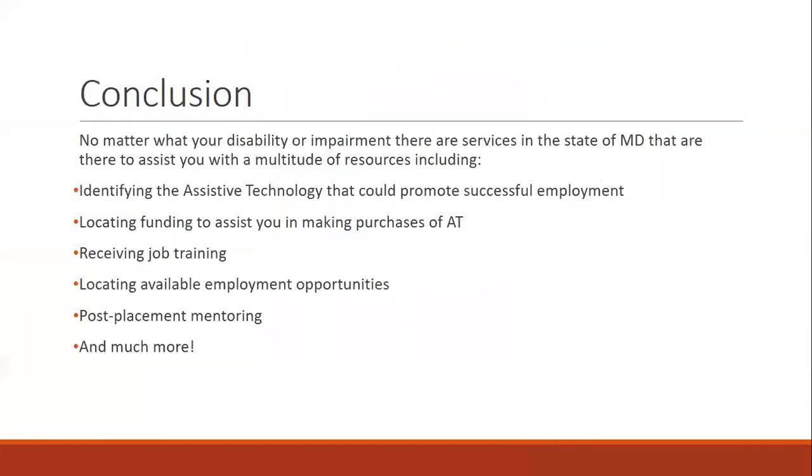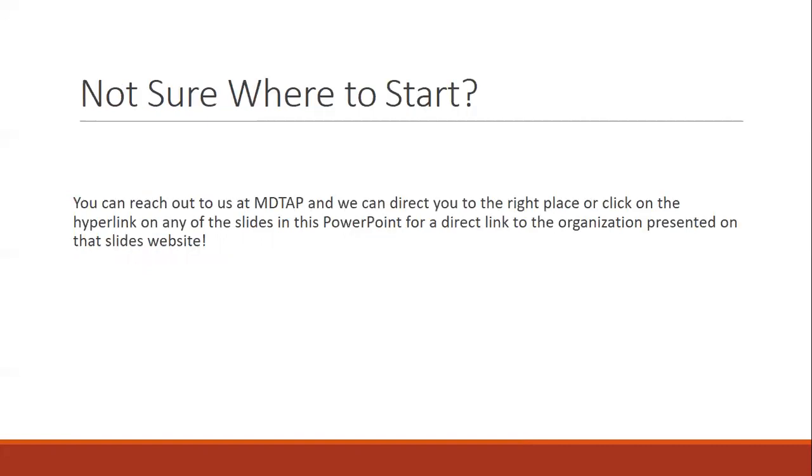So yeah, no matter what your disability or impairment is, there are services in the state of Maryland that are there to assist you with a multitude of resources, including identifying AT that could promote successful employment, also locating funding to assist you in purchasing that AT, or also receiving job training, or just locating available employment opportunities, and then post-placement mentoring, just to see how you are doing and how things are coming along, and a lot more as well.